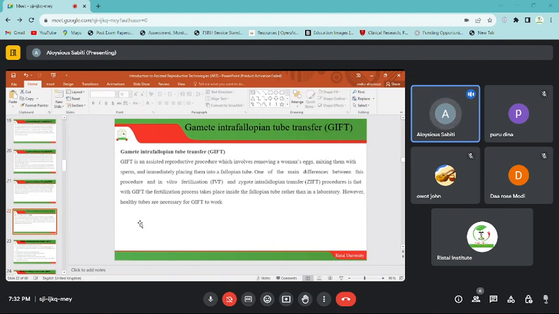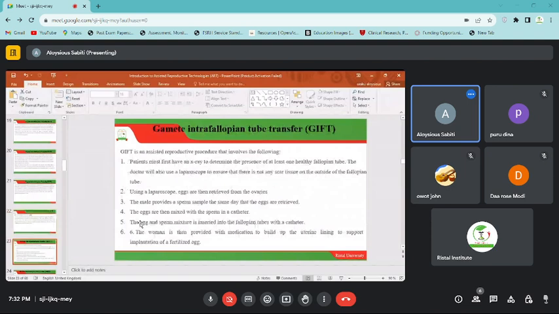So I think that difference is clear. Whereas the in vitro fertilization and the zygote intrafallopian transfer are done in the laboratory and then inserted into the uterus and into the fallopian tube respectively, the GIFT transfer happens inside the fallopian tube. So gamete intrafallopian tube transfer has procedures which I would like to discuss as below.